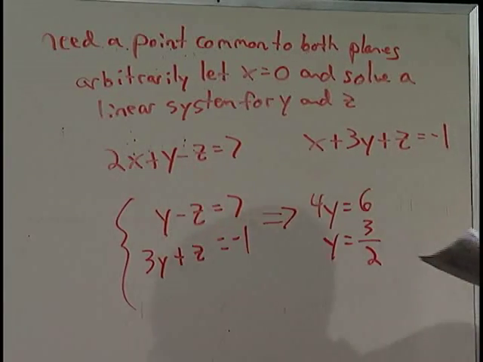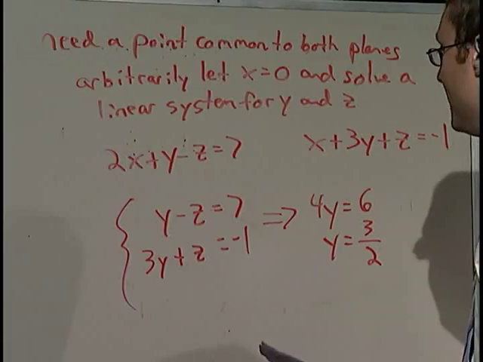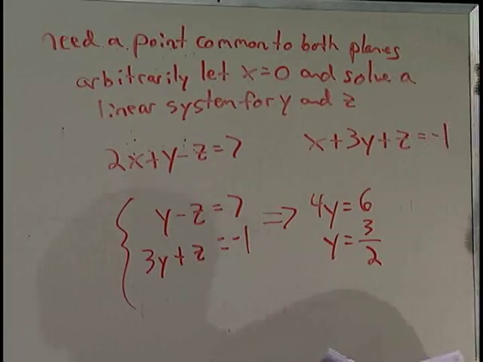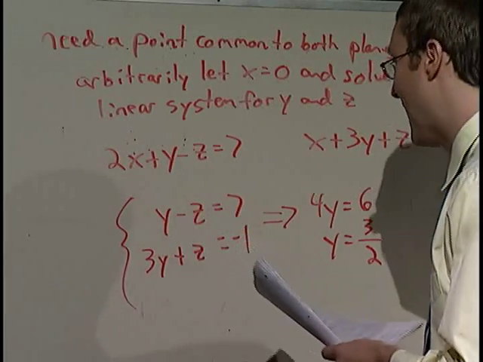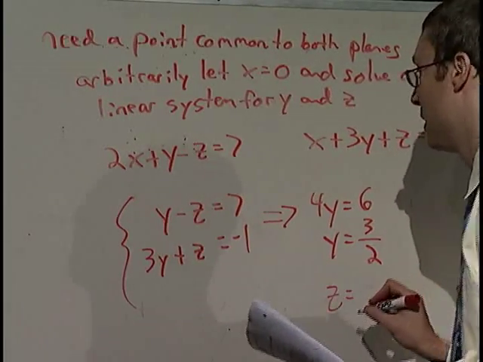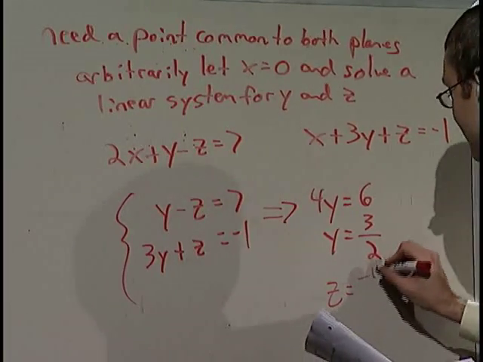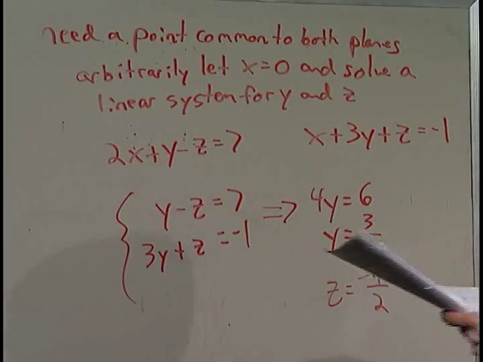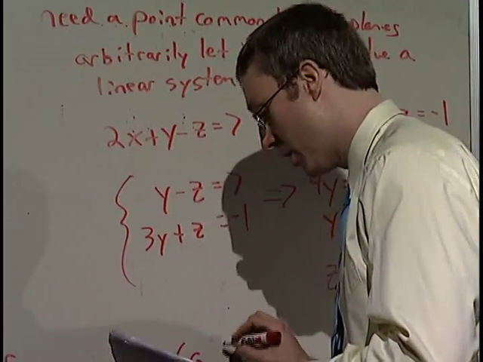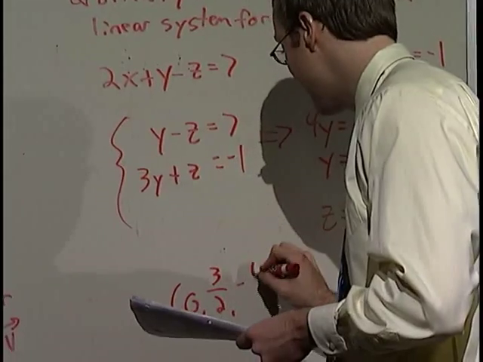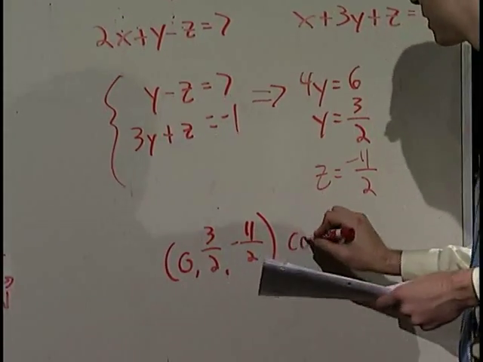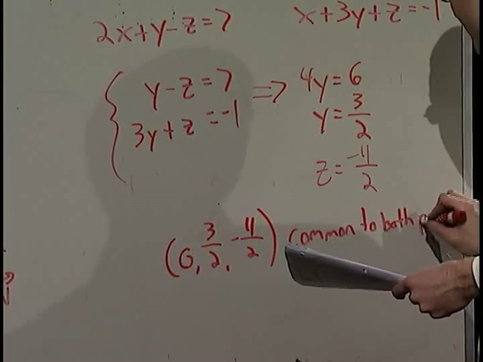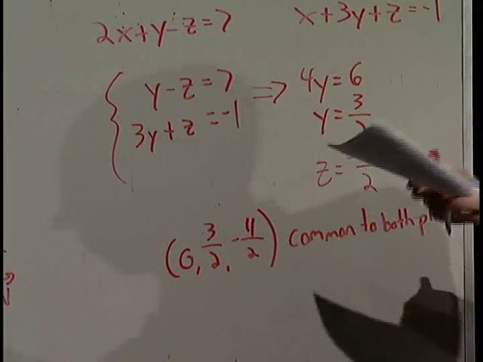Plug that back into my equations. Plug it in here, for example. 3/2 minus, so 7 is 14/2 minus 3/2. So z is negative 11/2. Yeah, that's right. So z is negative 11/2 just by plugging y back into this equation here. Okay. So I have a point now, 0, 3/2, negative 11/2, common to both planes. Okay. All right.